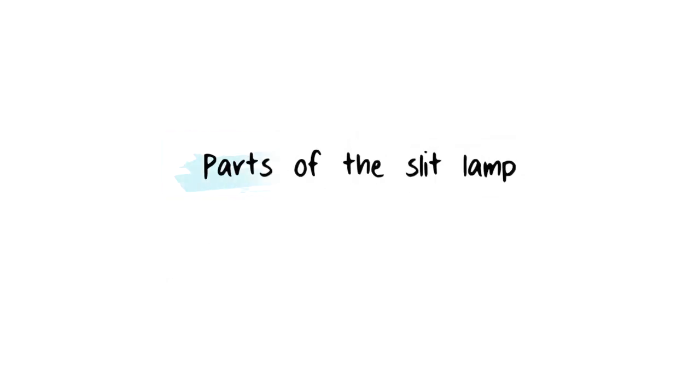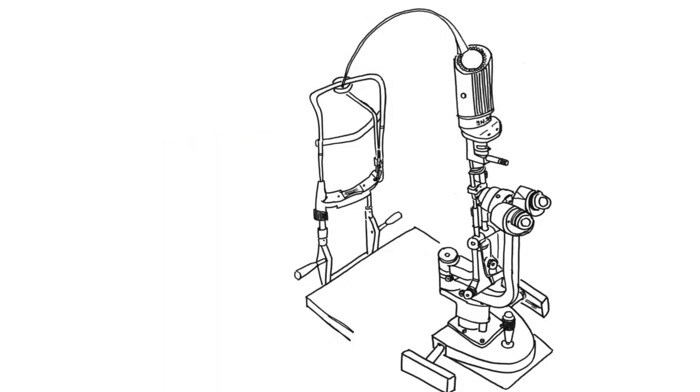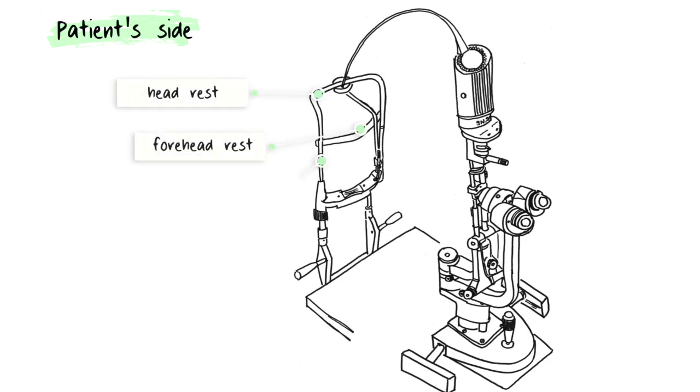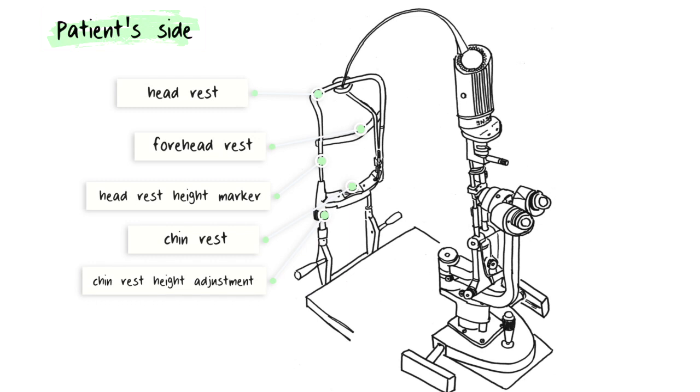Parts of the slit lamp. There are several parts of the slit lamp that we need to familiarise ourselves with as ophthalmologists. On the patient's side we have headrest, forehead band, the headrest height marker, a chin rest, the chin rest height adjustment.